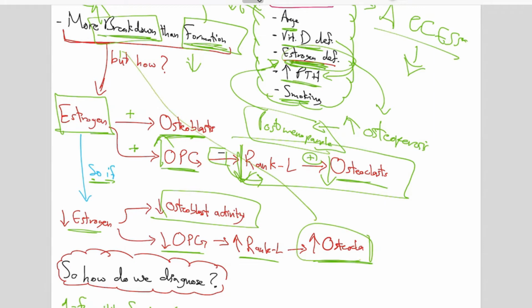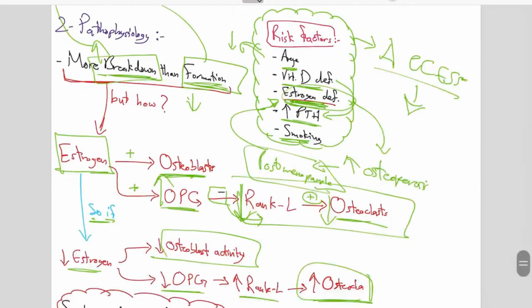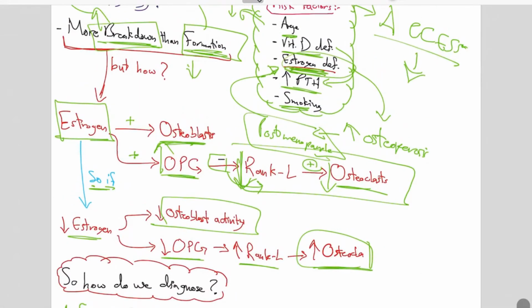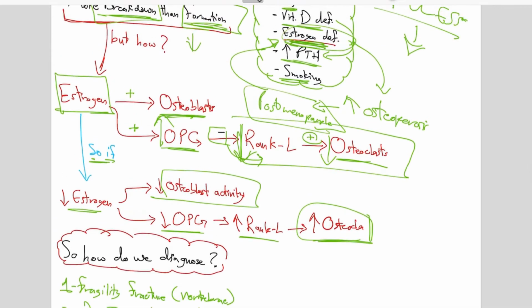It will cause more breakdown. Boom. More breakdown. You get it? Exactly. So less formation due to the fact that there are fewer osteoblasts, more breakdown due to the fact that there are more osteoclasts functioning, and that causes us to be predisposed to osteoporosis. So postmenopausal women have a clear problem when it comes to osteoporosis due to this physiology that we find in the human body.